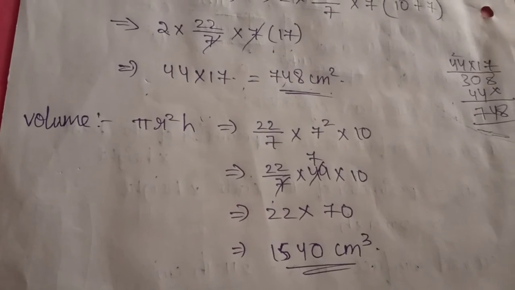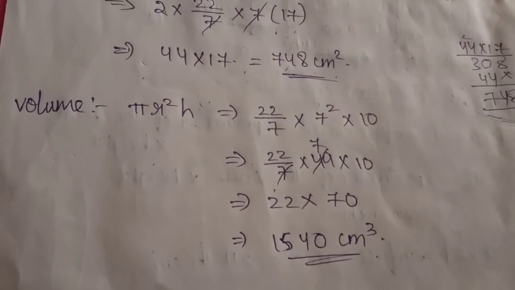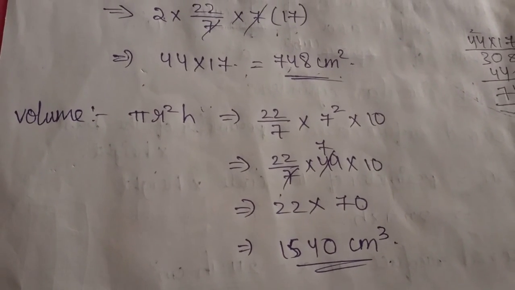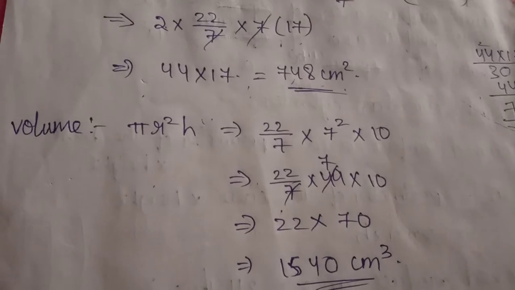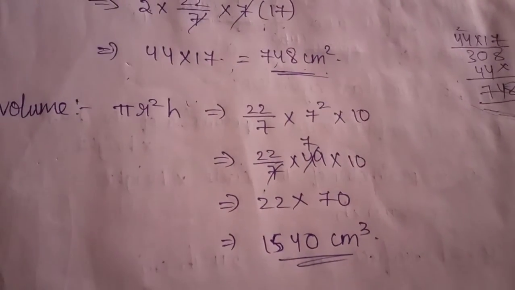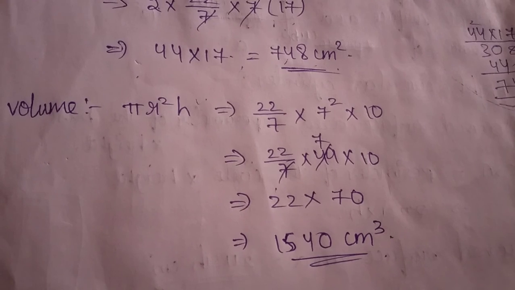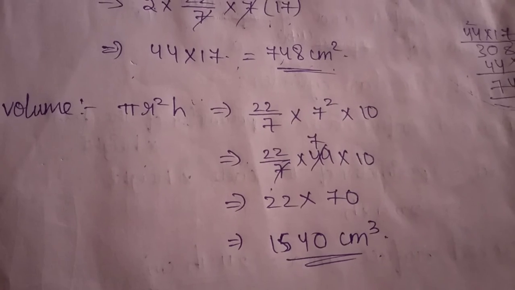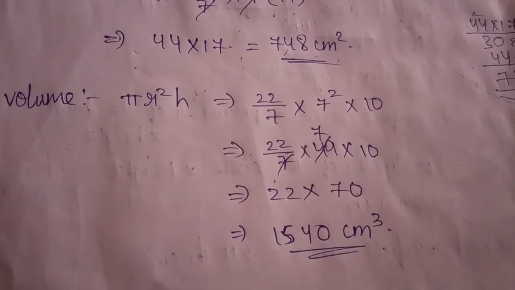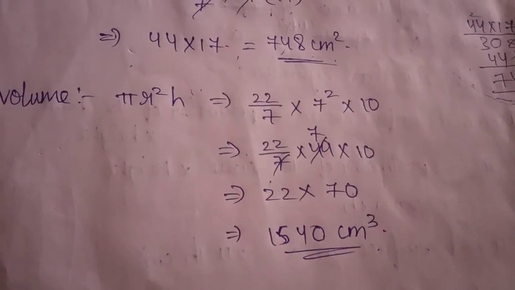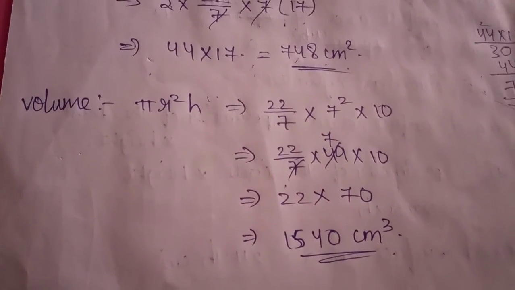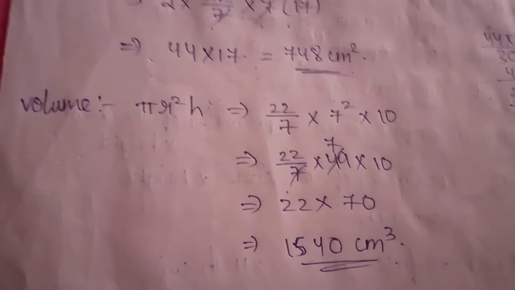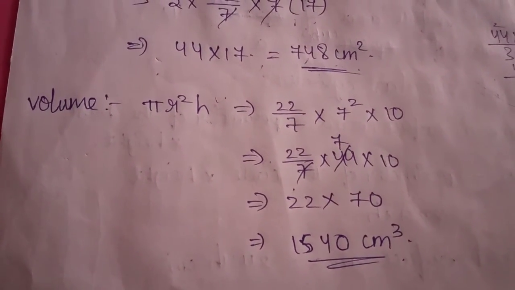The next one is volume. The formula for volume is pi r square h. So value for pi is 22 by 7 and radius is 7. So we have square, so 7 square into height 10. So 7 square is 49. 7 7s are 49, so cancelled, into 10. So 22 into 70 is 1540 centimeter cube. So this is the volume of the cylinder.